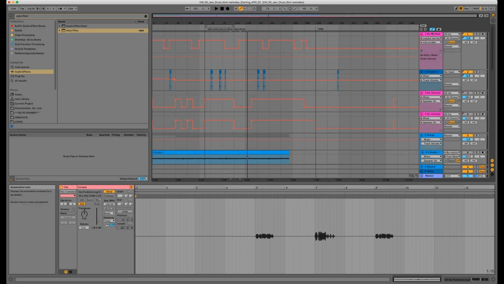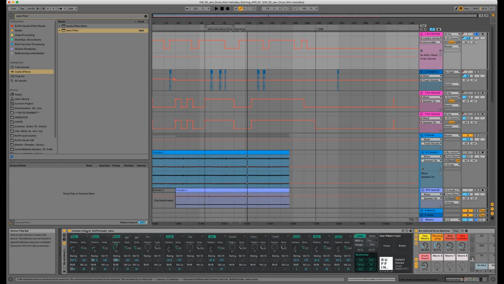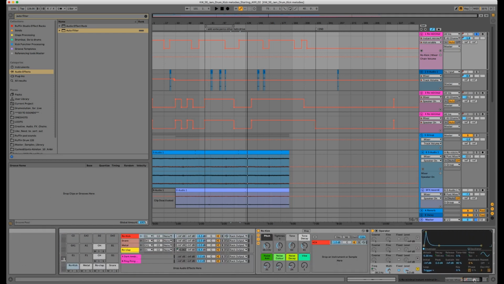So yeah, the main drums are here. This is a sequencer. It's the minimal, and inside there I have basically just different sounds for the kick, clap, and so on, right? And those are all Operator based, right?